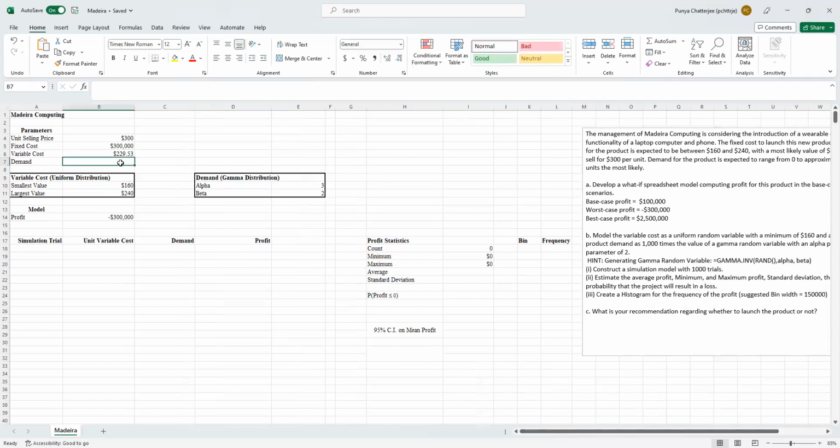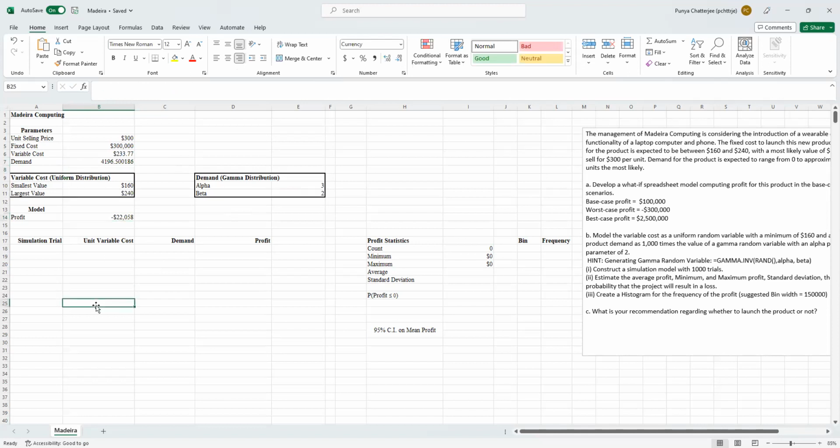So that's what I'm gonna do right here. 1,000 times. Then the formula to generate a gamma random variable is GAMMA.INV, just like NORM.INV. Then the probability is of course going to be RAND. And then my alpha is 3 and my beta is 2. And there you go. So that's your demand. And in this instance, your profit is negative.